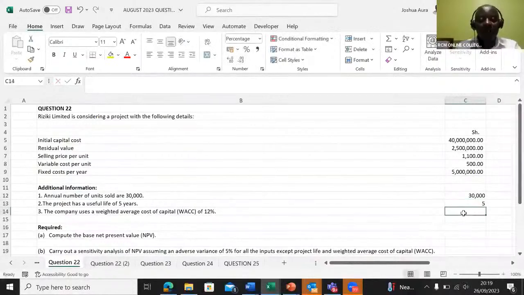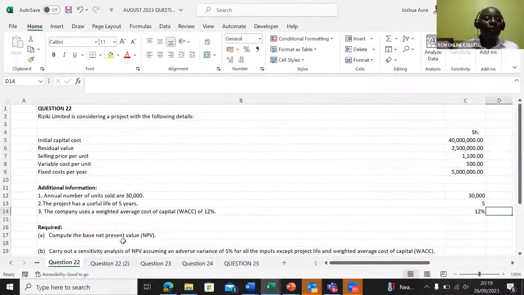This is very important for purposes of discounting. Then they want me to compute the base net present value. If you remember, this is the net present value that we get by using the information that is currently available without altering anything. We are not going to alter anything.